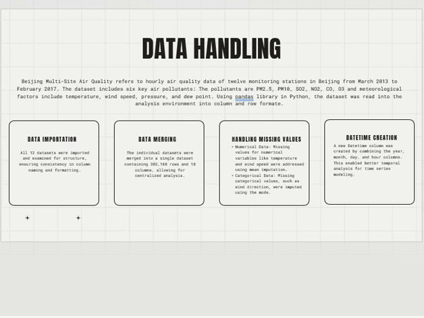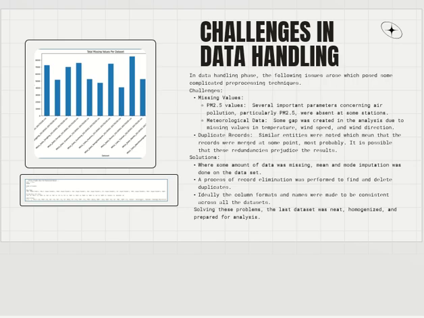Move on to the next slide. Challenges in the data handling. While performing data handling, certain challenges were noticed. The most important problem was that the dataset contained missing values, particularly in significant parameters such as PM2.5 and meteorological variables. The lack of PM2.5 values introduced inconsistency in the dataset, while missing temperature and wind speed details introduced some systematic breaks.